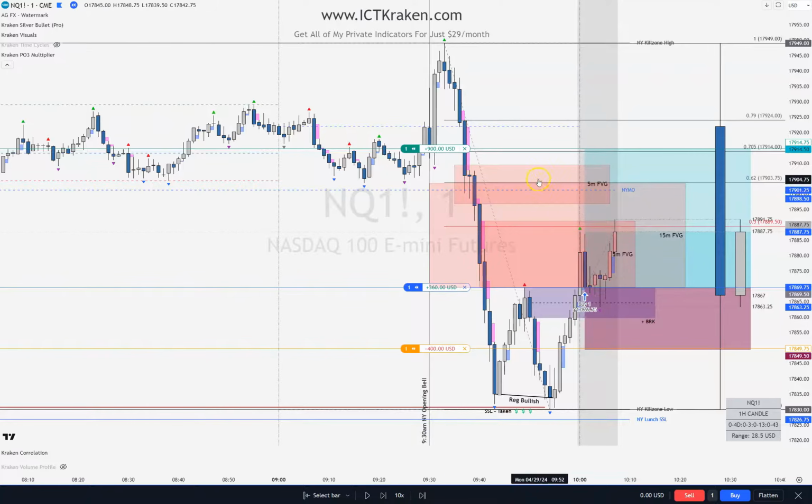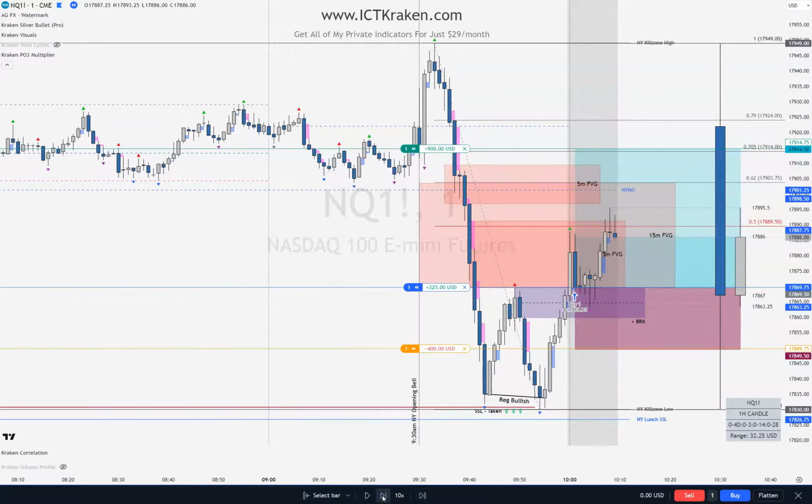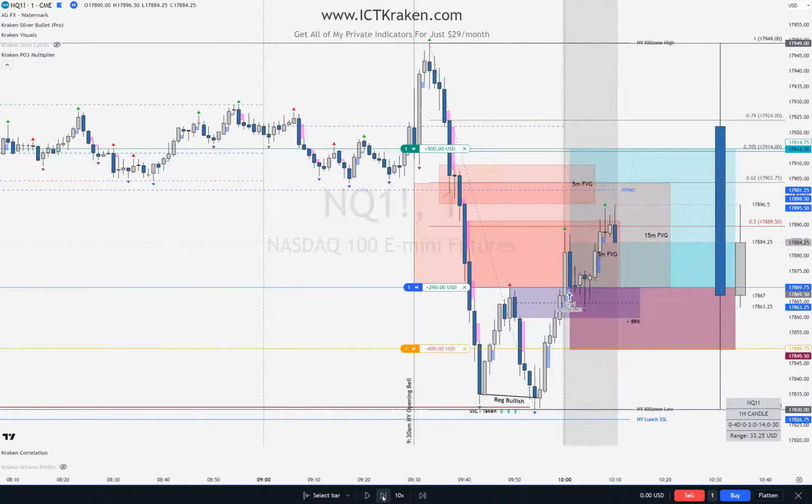Now I have mine set so these Kraken visuals will disappear once they're traded through and closed through. So I'm going to watch some of these disappear here. See how that one disappeared? All right, so now we're over 50%. So I think I'm going to go break even here because we're at 50%. And I'm going to go break even and let's just go with $50 right there.